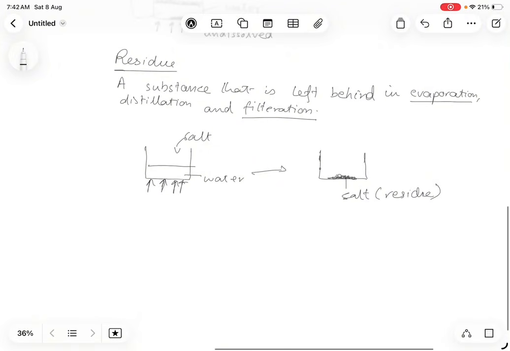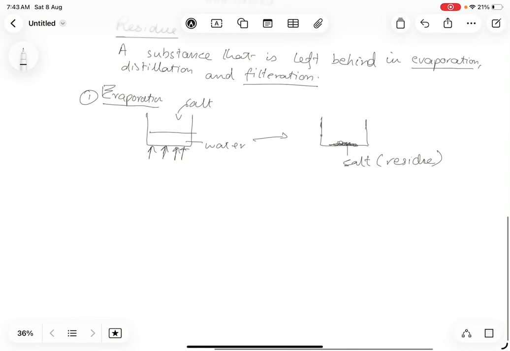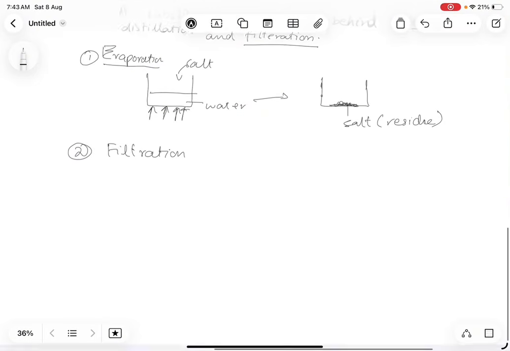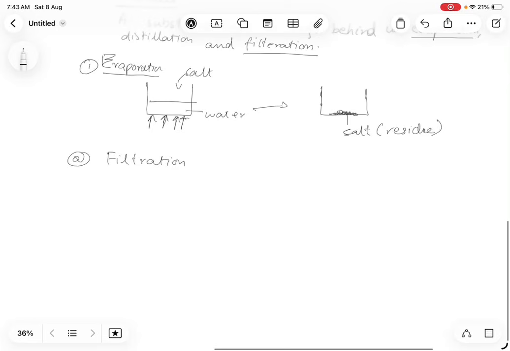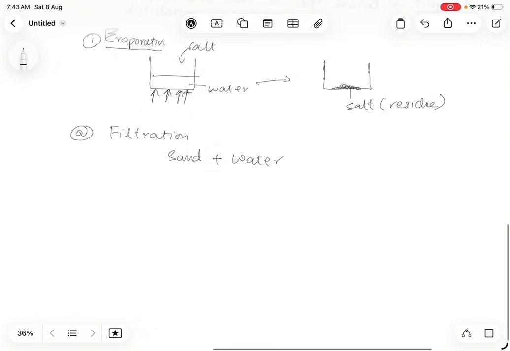And by the way, this is how we can get a residue in evaporation. All right, now we are going to find out how we can get a residue in filtration. So what we do here is that we add sand and water this time, and we want these to be separated.